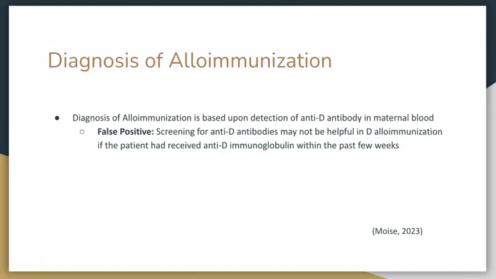So the diagnosis of alloimmunization is based upon the detection of anti-D antibodies in maternal blood. There is a risk of false positive screenings for anti-D antibodies. And it may not be helpful in diagnosing alloimmunization if the patient has received RhoGAM within the past few weeks.